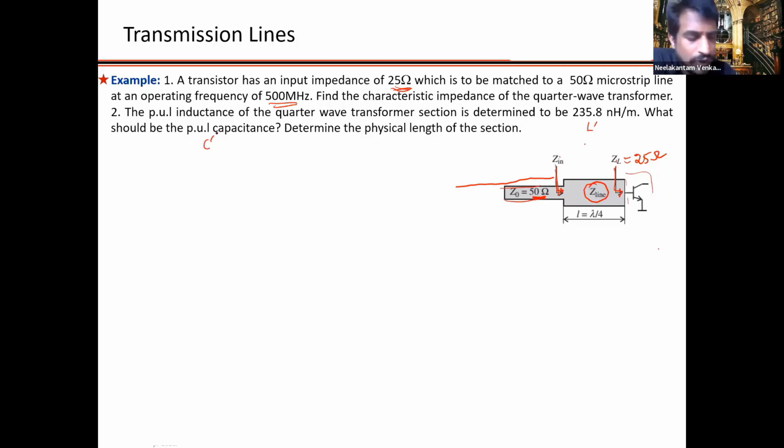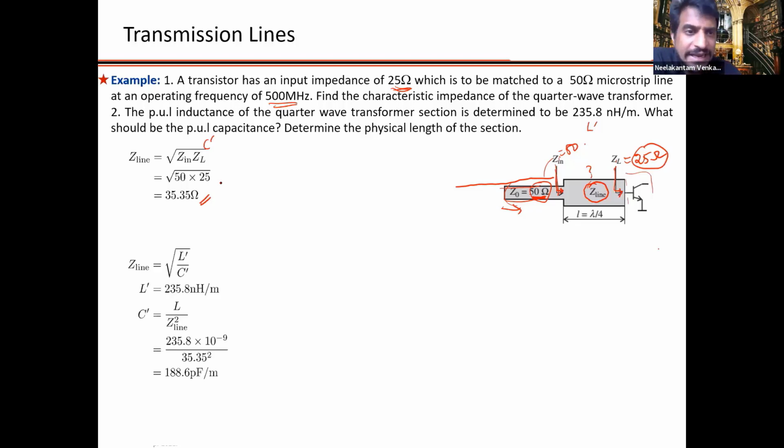Let's do part 1 of the question, which is my Z line is going to be square root of Z in times ZL. This is what we need to figure out. ZL is 25 and Z in is 50 because I want to match it to what is feeding in here. This is 50, so I want to match it to 50. So that means my Z line should be 35.35 ohms.